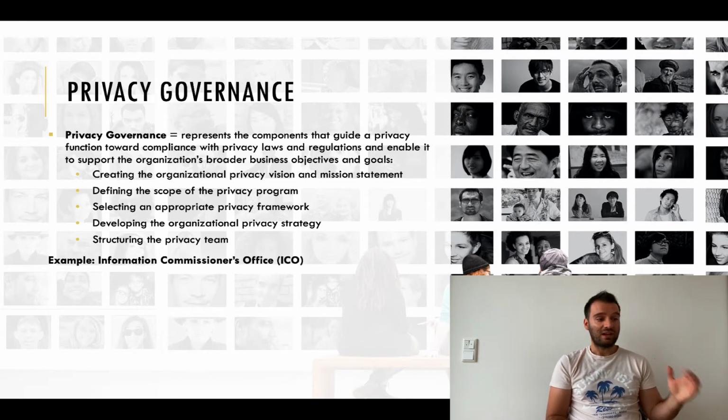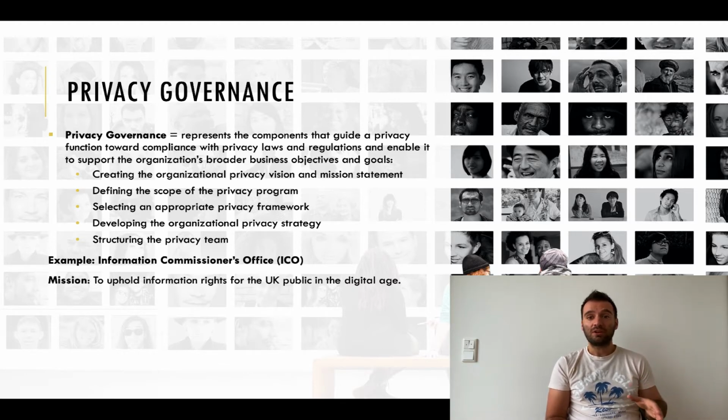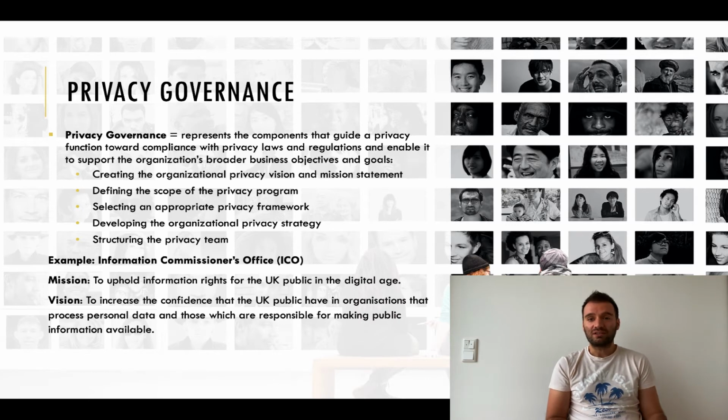So let me give you an example, the one from the Information Commissioner's Office, or ICO. The mission is to uphold information rights for the UK public in the digital age, and the vision is to increase the confidence that the UK public have in organizations that process personal data and those which are responsible for making public information available. In other words, the vision describes purpose and ideas, while the mission describes what you do, what you stand for, and why.